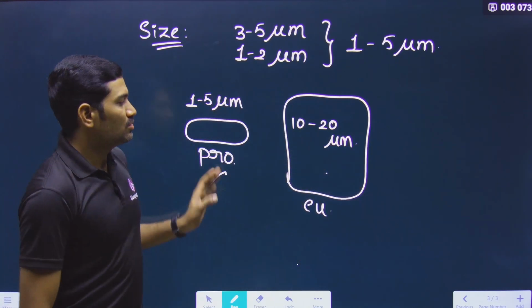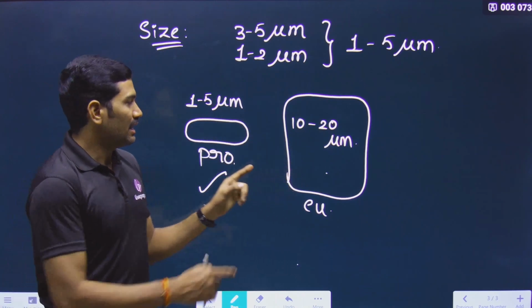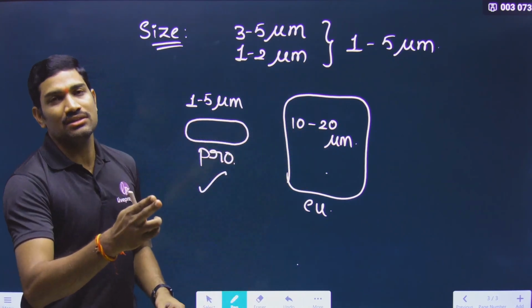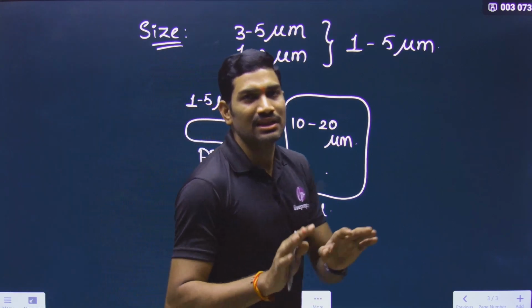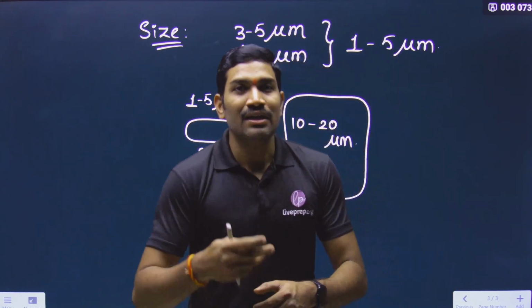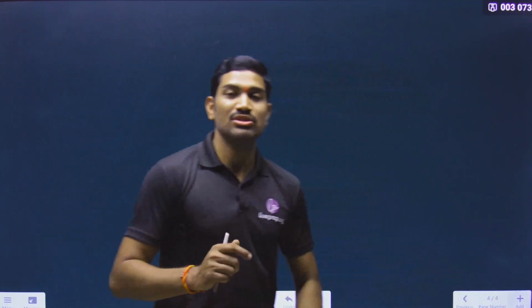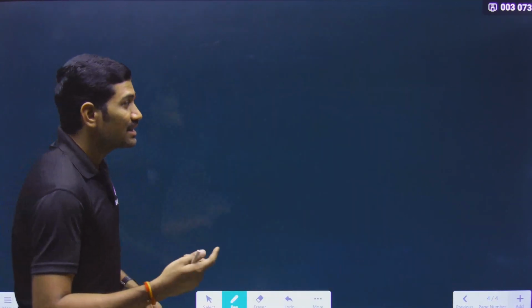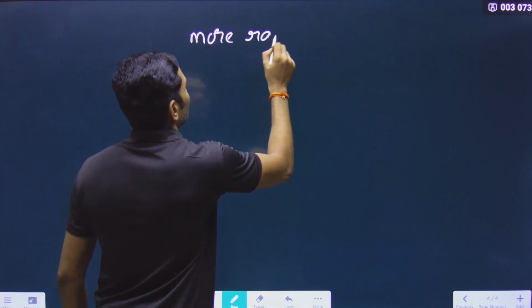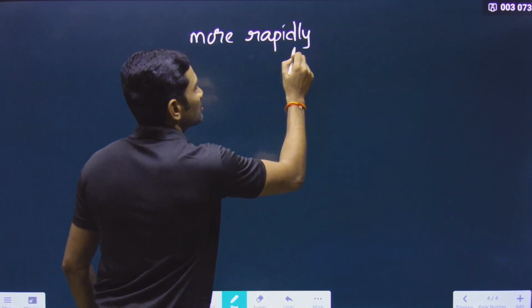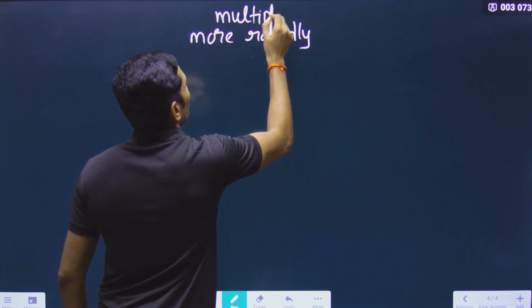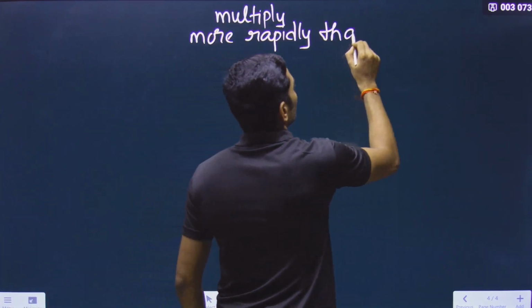Understood or not? So this is the sentence that they have given, and these are the values we already studied. In this way you need to interlink the content, so that you can easily understand the NCERT statement. Understood? So this is one particular point. And now they are talking about another piece of information. What is that information? They are saying that they will multiply more rapidly, that is, more rapidly with respect to multiplication. So multiply more rapidly than eukaryotes.